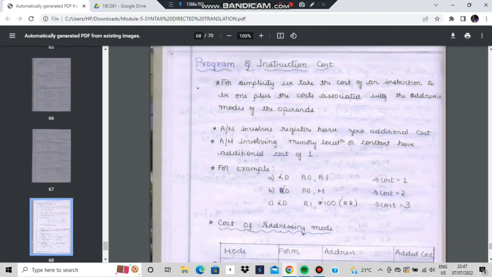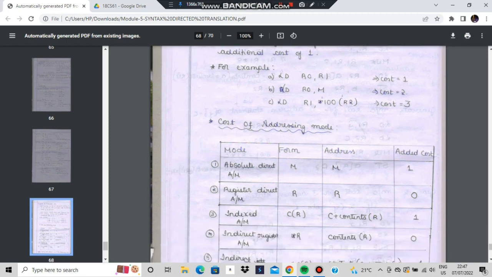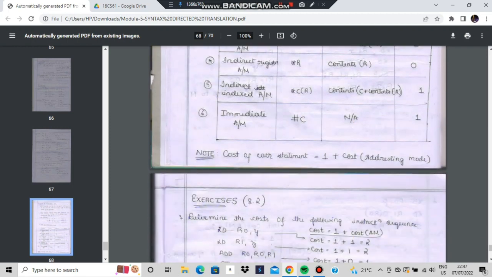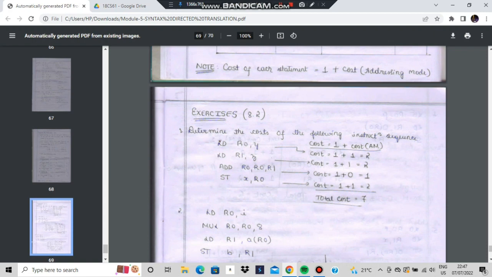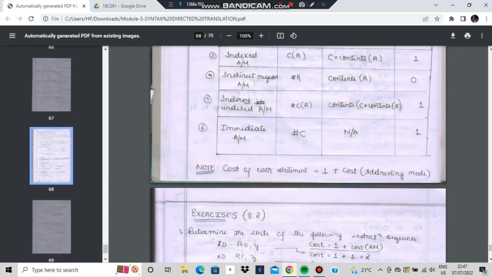Here are a few more questions you can go through. After that we have the program instruction cost. If you're just loading from register to register, the cost is equal to 1. Loading from memory, some other variable, to the location, the cost is 2. If you are loading from a pointer value, an indirect reference, then the cost is 3, and some additional costs are given here; you can go through them. The cost of each statement is 1 plus the cost of the addressing mode, which is given based on this value.